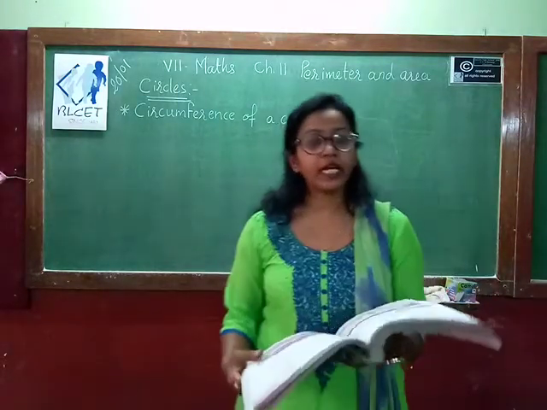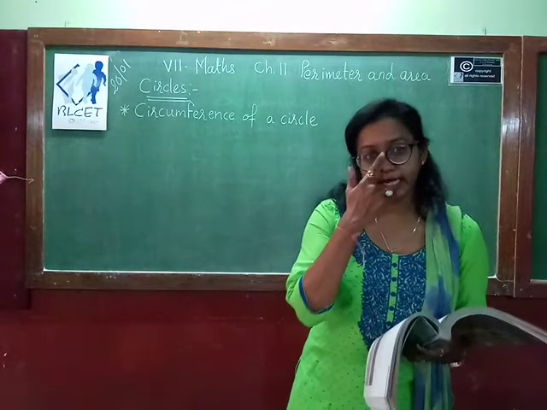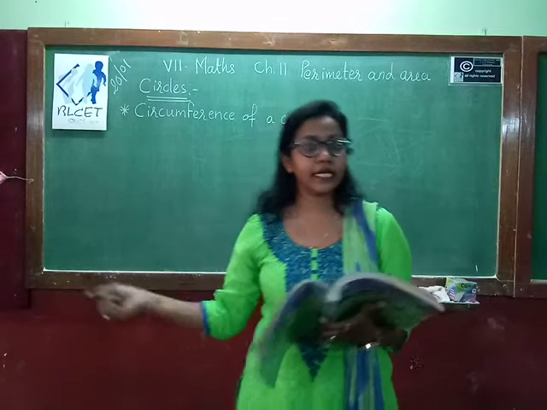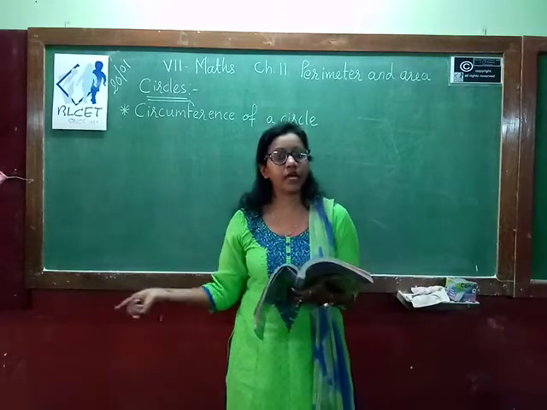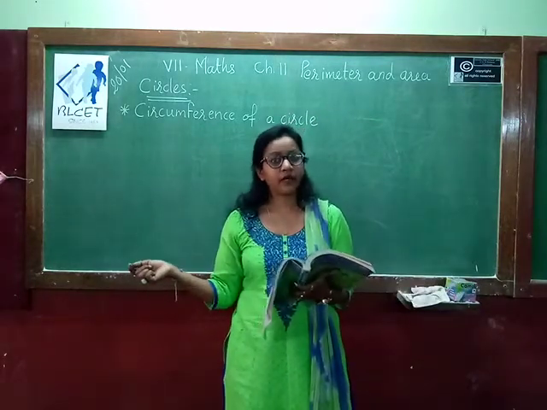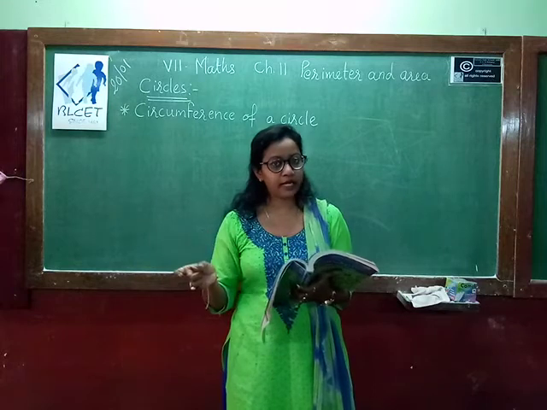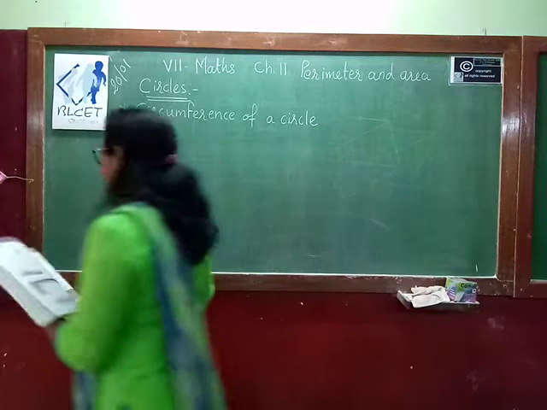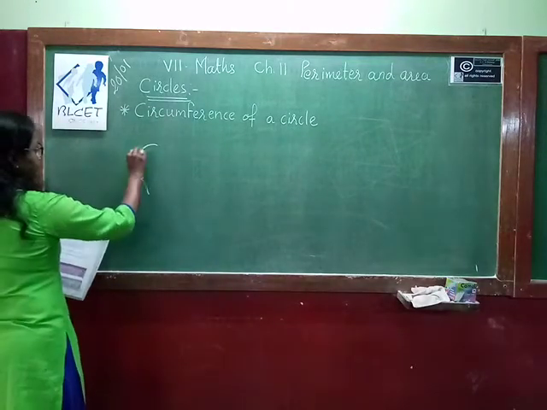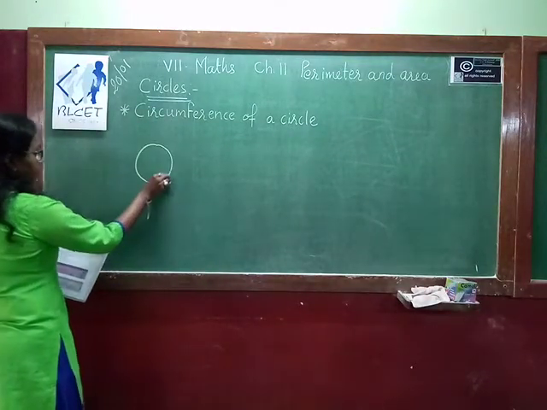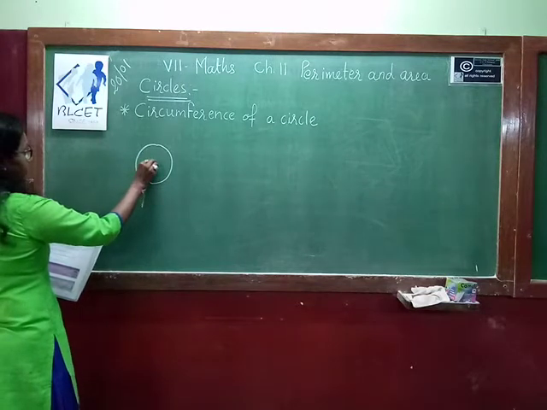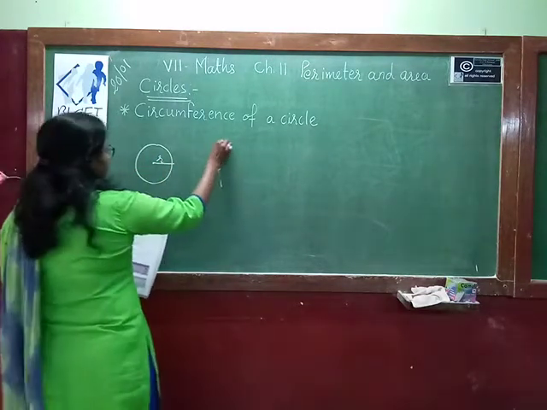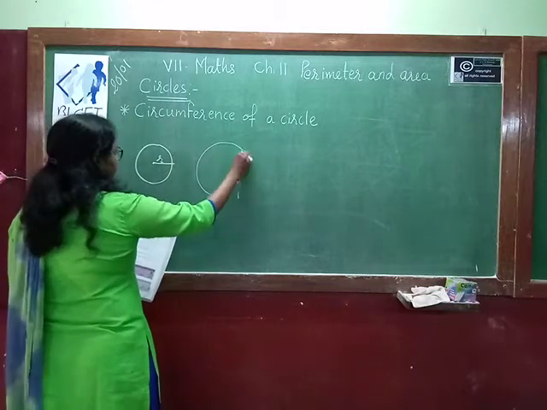Here we can do one activity. What is the activity? We have to draw 6 different circles with different radius. Why? Because if you have a different radius, the circumference will also be different. Suppose I draw the 6 circles. Sorry, I draw only 3 circles. This is the radius and this is our circumference. Then a little bit bigger circle you can draw.